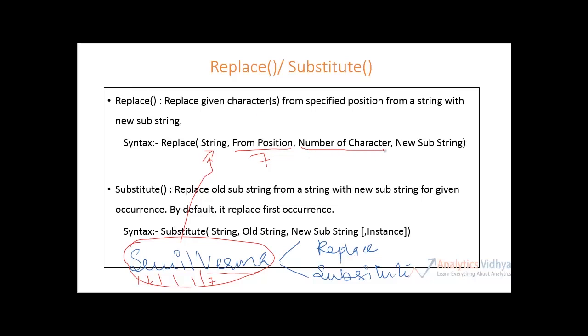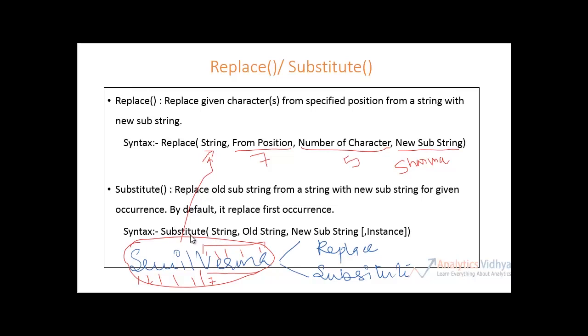Moving forward, number of characters. This refers to the number of characters of the string that has to be replaced. For example, in this case, the number of characters is 5. This is first, this is second, this is third, fourth and fifth. This makes the number of characters 5. Now, moving to the last argument, which is new substring. New substring refers to the string that is to replace the existing one. Since we have to replace Verma with Sharma, Sharma has 6 characters. Here we'll write Sharma.